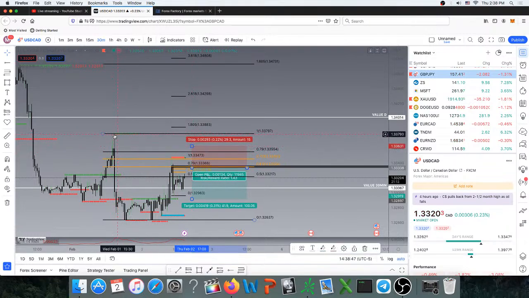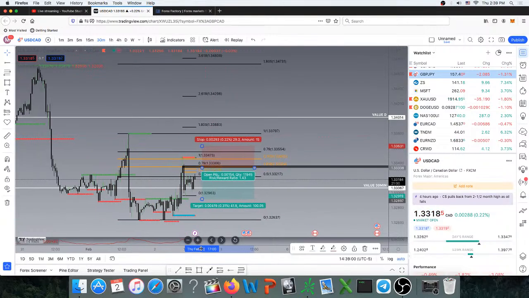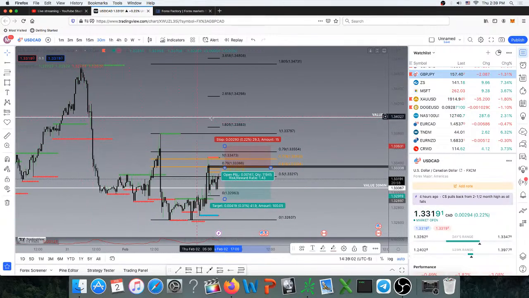I wouldn't use this high technically as my stop loss, because this is liquidity, and I can almost assure that if it comes here, it's going to probably keep going up to the next level up here somewhere where we first had marked.